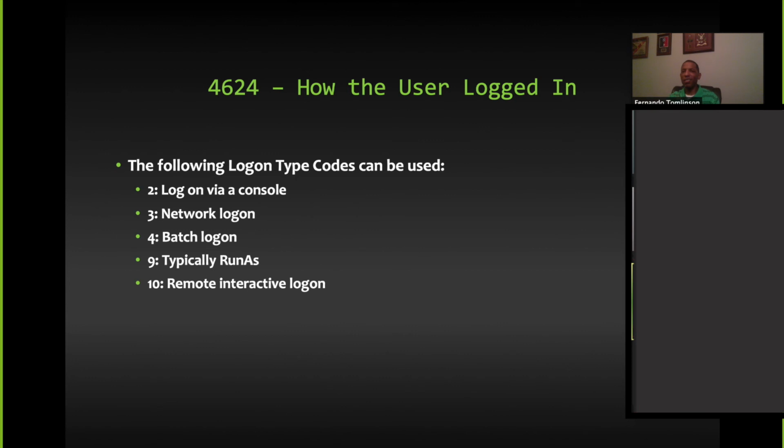But take an example, 4624. This tells us essentially how a user is logged in. It says, hey, a user was logged in, and we see a logon type. So it's one thing to see that Fernando.Tomlinson logged in via this event log. It's another thing to then look at the logon type. Well, how did he log on? If it's logon type 2, then he logged on via the console, meaning he was right at the machine. That puts him in front of the machine.